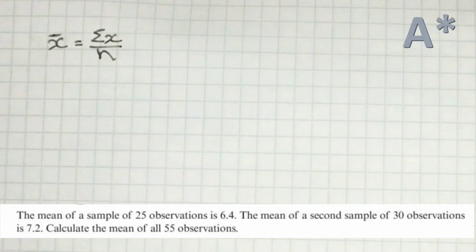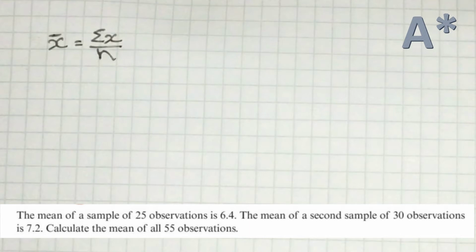The most common mistake for this type of question is that students try to just find the average of these two means. Now that wouldn't work unless the sample sizes were the same. And here we can see that one of them is larger than the other. We can't just go ahead and find the average of the two means. We have to break it down into its summary statistics.